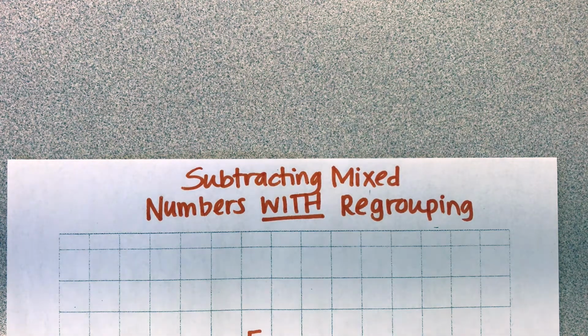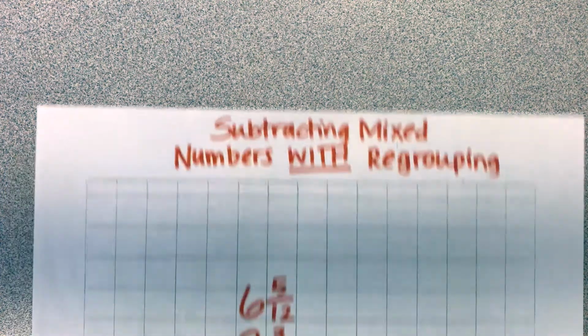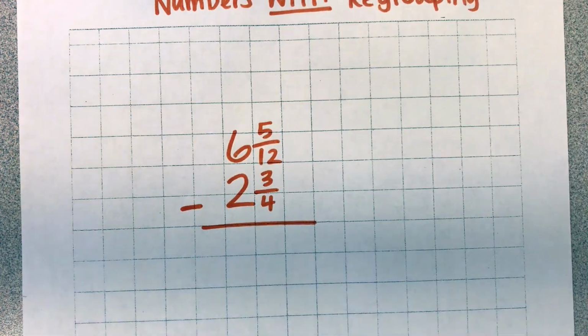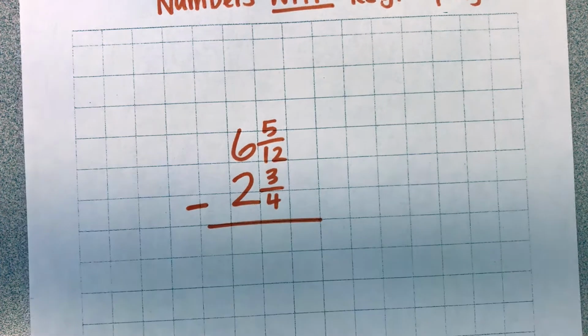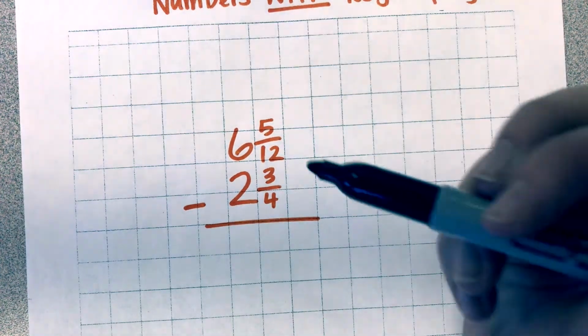All right, so in this video I'm going to show you how to subtract mixed numbers with regrouping. You would start with two mixed numbers. Here we have 6 and 5/12 and 2 and 3/4, and we're subtracting them. We always start off the same way.